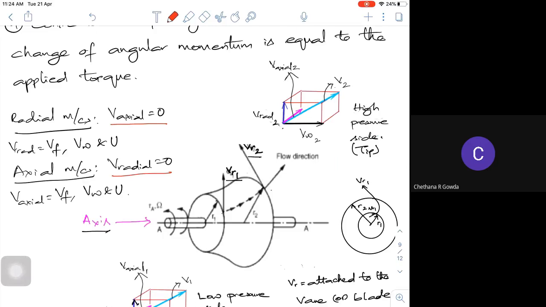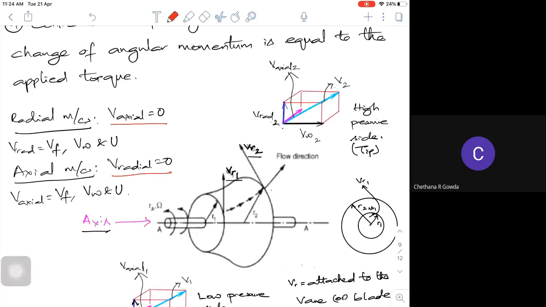Now, the other two components, this doesn't matter. We have the whirl component, which is a tangential component, and U depends on your corresponding pi D, that is your peripheral velocity. So in case of radial flow machines, you have both hub and tip, so you will be having U1 and U2. But in case of an axial flow machine, you will be having only the mean diameter. You are left with only the mean peripheral velocity. So these are the components of velocity which we have to look at.